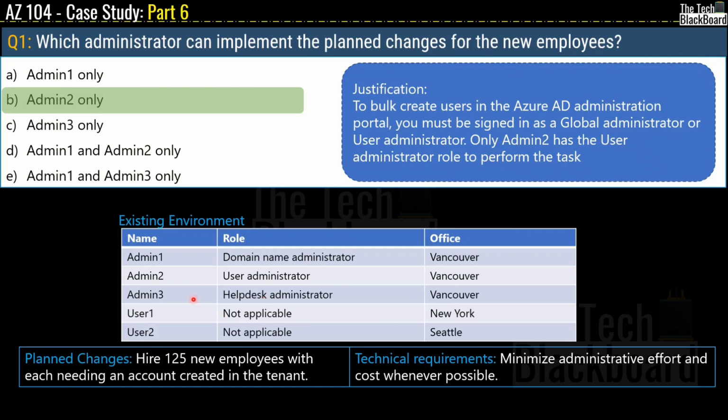I hope you can see here that only admin 2, which is the user administrator, has the relevant access, or I can say the relevant role to perform this action. Once again, I'm telling you that please read the case studies very carefully. You can read them once, twice, thrice, but please be very vigilant because case studies are confusing and you must understand how to map case study sections with questions.